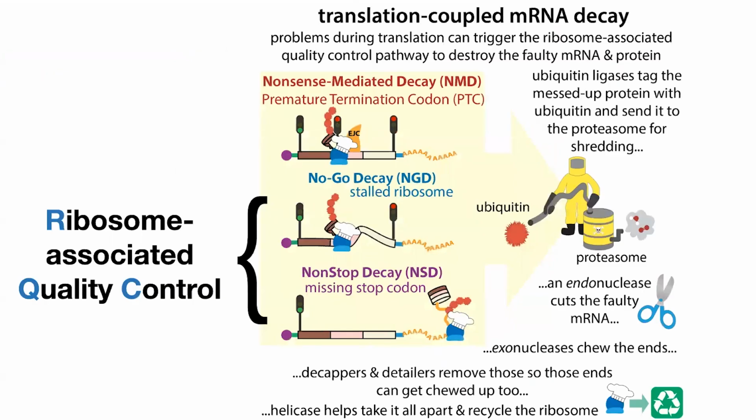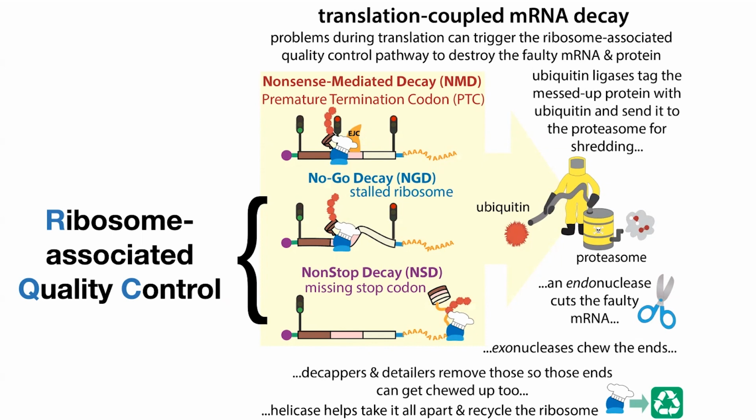But now I want to move on to the other forms of ribosome-associated quality control. This is no-go decay, where you have a stalled ribosome for some reason, and non-stop decay, where you have a missing stop codon. So before we were talking about having too soon of a stop codon, and here we're talking about not having a stop codon, which again can be caused by a mutation in that stop codon, a problem with your splicing, or premature adenylation or something like this. And this is going to lead the ribosome to not stop and to plow through into the end.